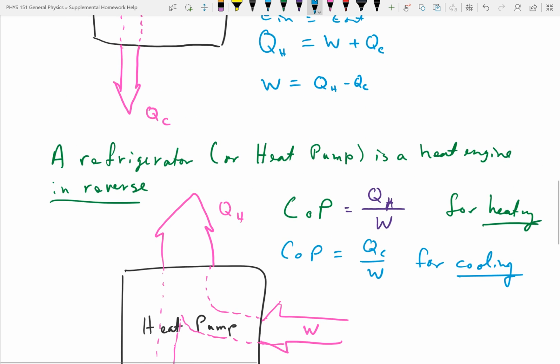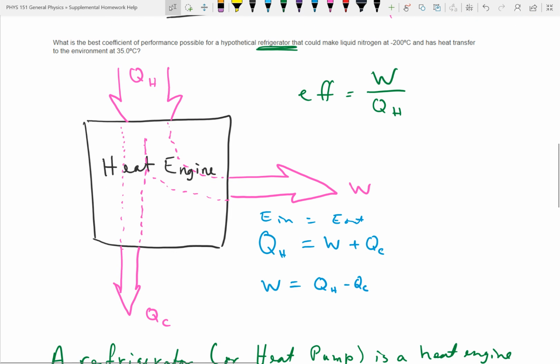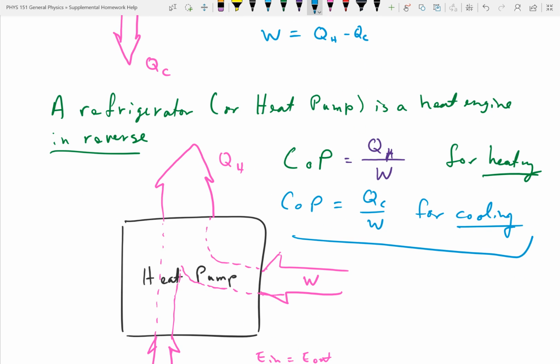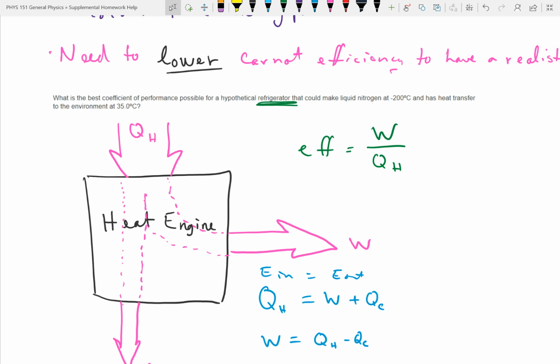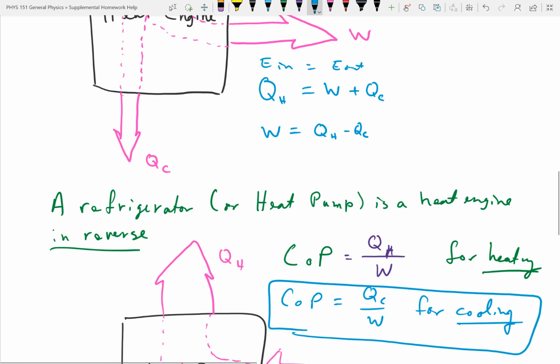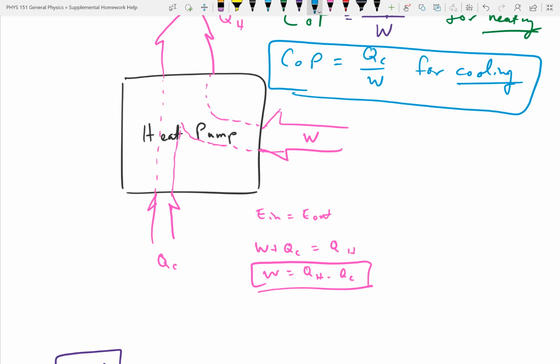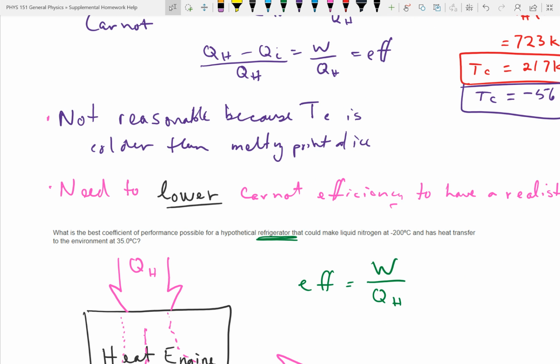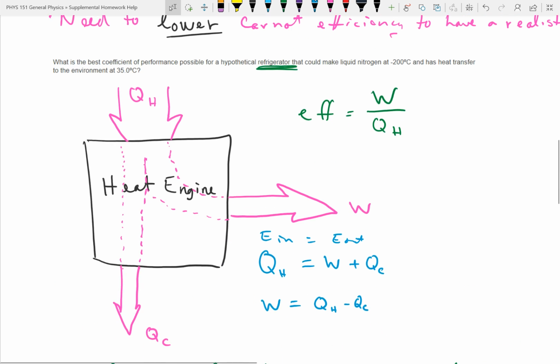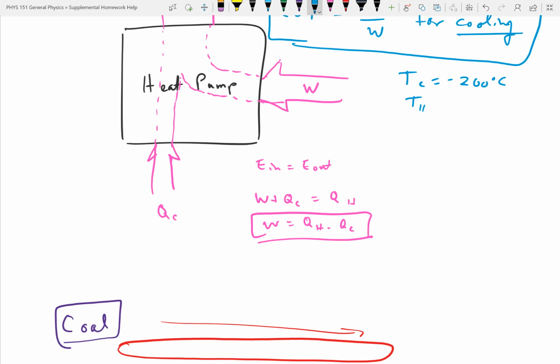So now I have to look back at what the actual question is. What's the best coefficient of performance possible for a hypothetical refrigerator? So that means we're going to be dealing with this equation. That could make liquid nitrogen at minus 200 degrees Celsius. So I'm going to have temperature cold is equal to minus 200 degrees Celsius, and has a heat transfer to the environment of 35 degrees Celsius. So temperature hot is 35 degrees Celsius.